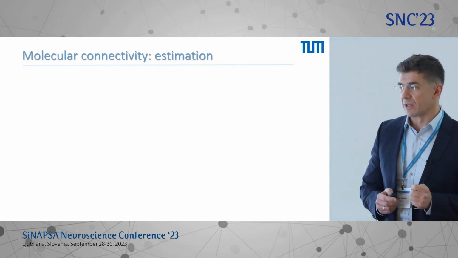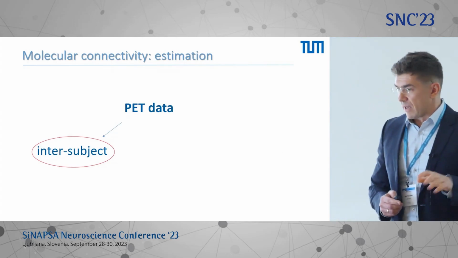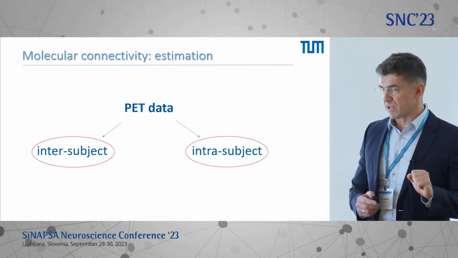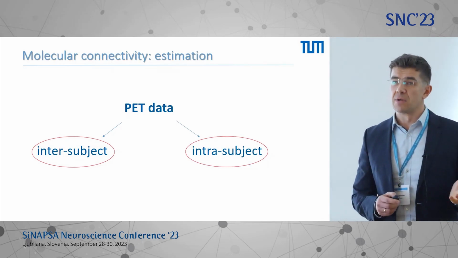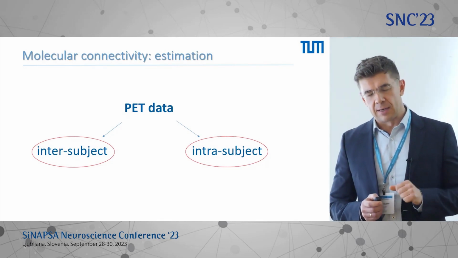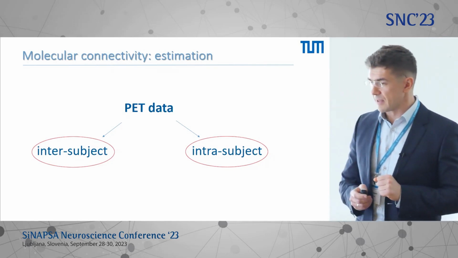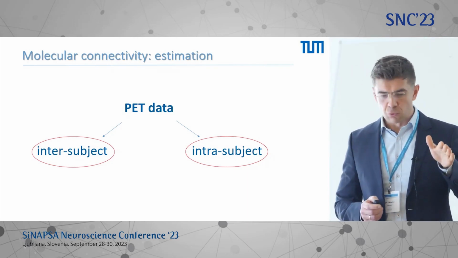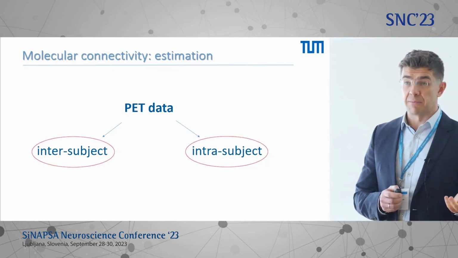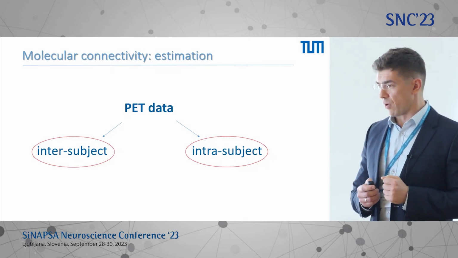How can molecular connectivity be estimated? Well, there are two principal ways: intersubject and intrasubject. Intrasubject, as I mentioned before, is mostly governed by functional PET studies, where fluctuation in FDG signal can be studied within one subject. It is quite a new approach.